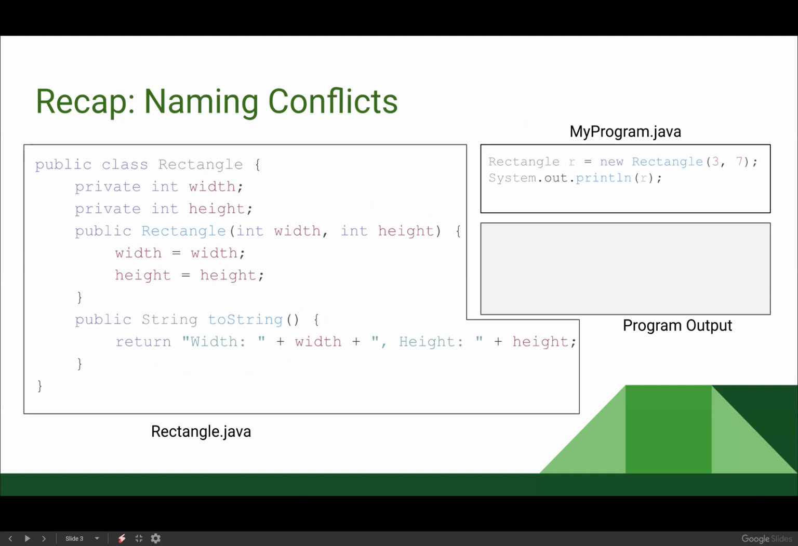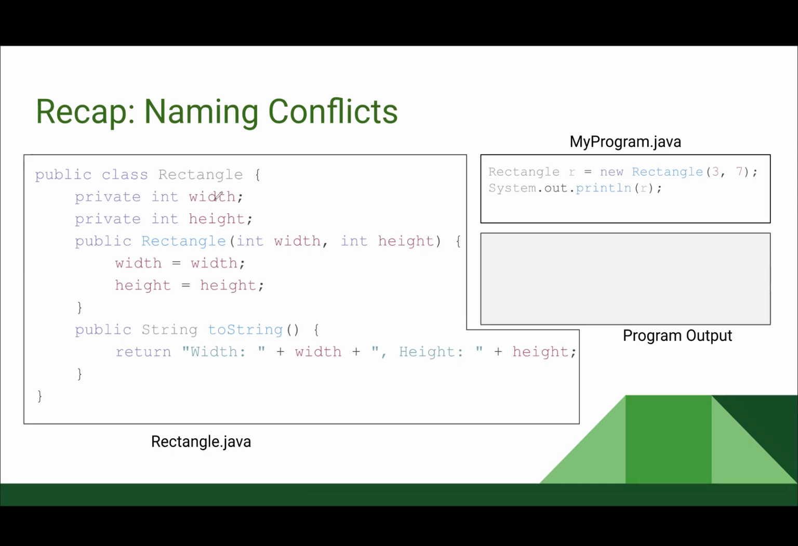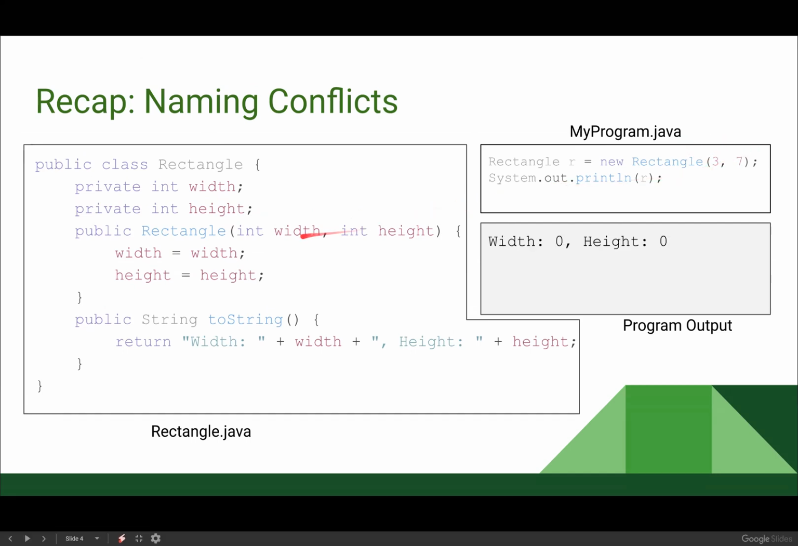The same thing happens if I try to, in my constructors, have my instance variables have the same name as my formal parameters. So let's look at this example. I have my width and height as my instance variables. I have my constructor with width and height as my parameters, saying width equals width, height equals height. So if I make a new rectangle, since my width and height are being overshadowed, my actual instance variables are both being initialized to 0.